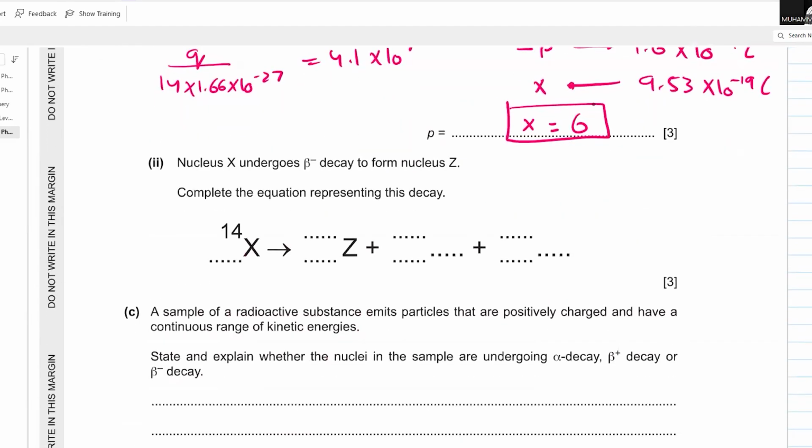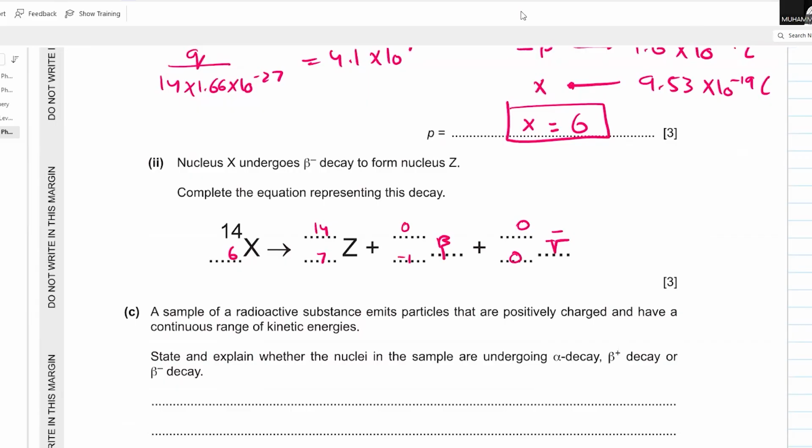Nucleus X undergoes beta negative decay to form nucleus Z. What was the number of protons of nucleus X? 6. If you are going beta negative decay, this will become 7. There is a beta particle as well here. And you have an anti-neutrino here.